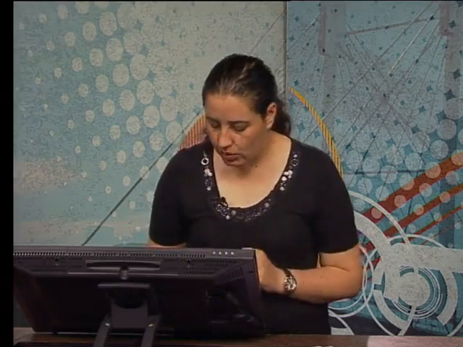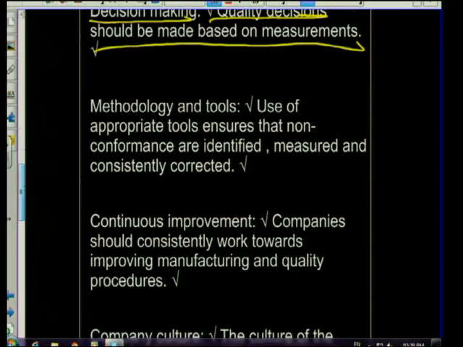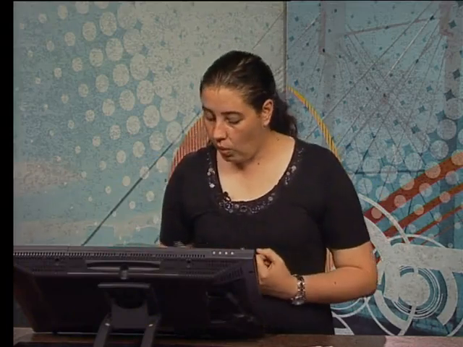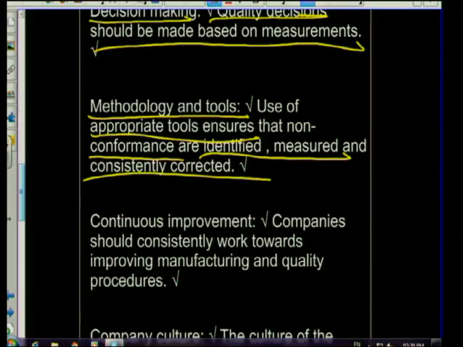Let's do one last one. It's methodology and tools. So use the appropriate tools to ensure that non-conformance are identified, measured, and consistently corrected. So it's not good enough to just implement change or, for example, train your employees. You need to measure it, like we discussed, but you also need to be able to make sure that it is consistent. So that this is happening. If you produce it once, it can be reproduced again.